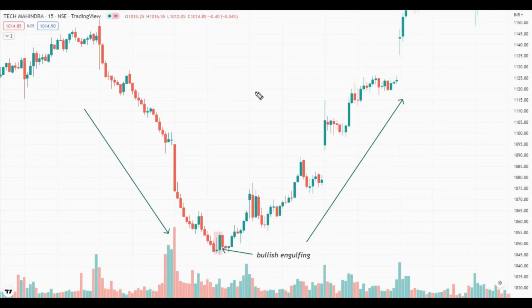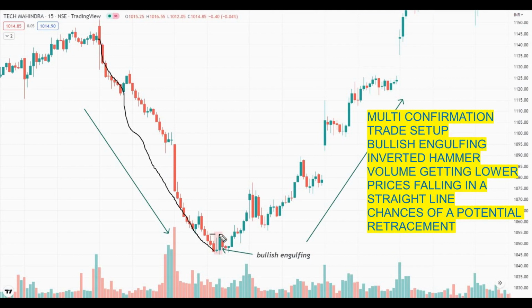See, strong downtrend, bullish engulfing pattern, trend changed from down to up. And also here we find another pattern. See, this is an inverted hammer along with bullish engulfing. See, always combine multiple things before taking any trade.